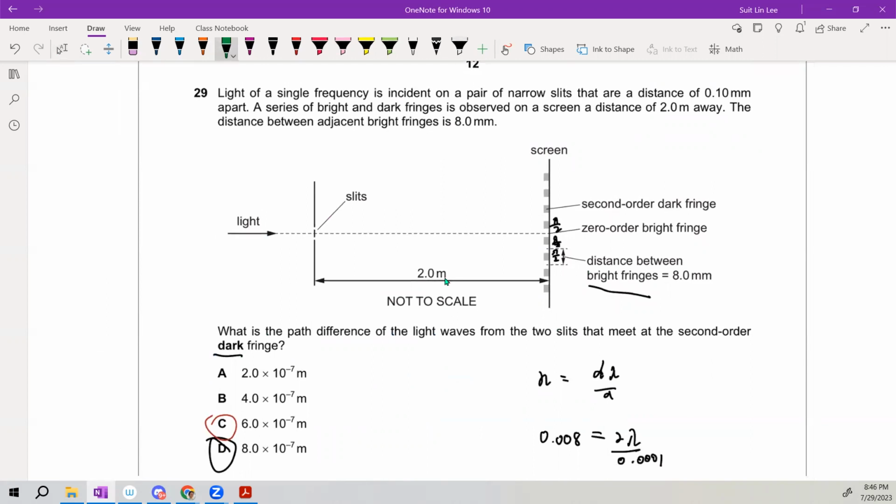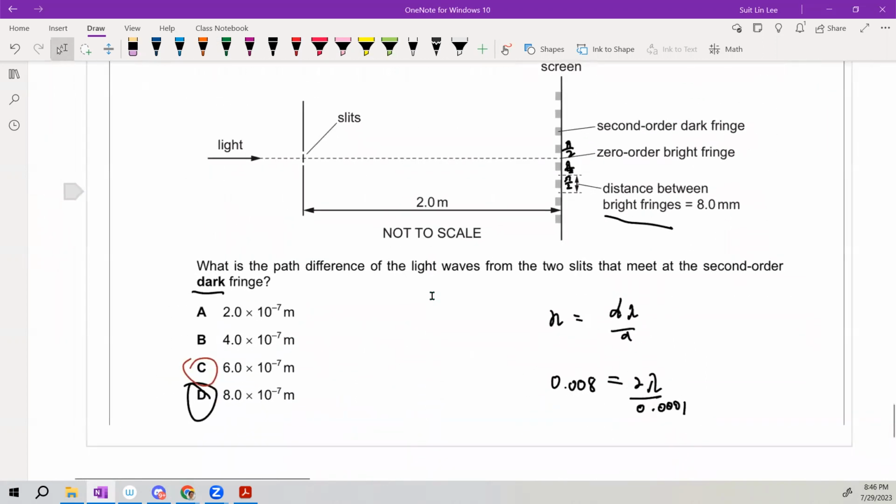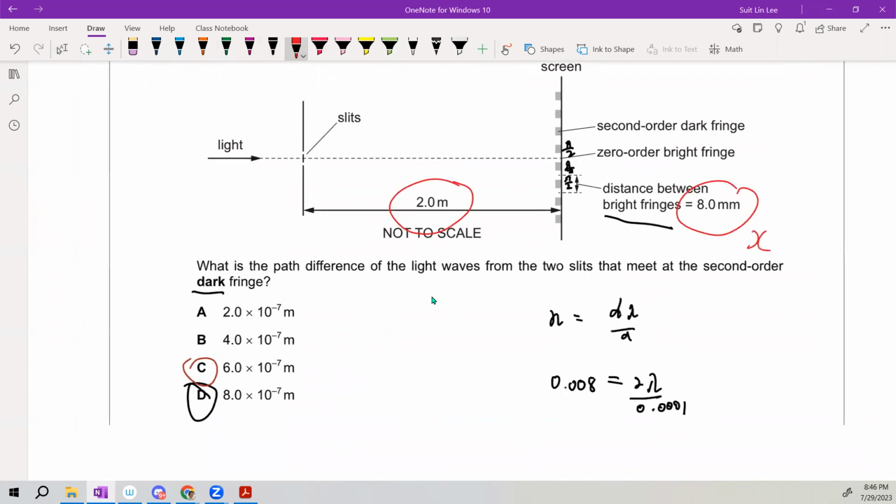Okay. So for this one, you are given the value of X, the distance between bright fringes. You have the distance between the screen and the slits. So we want to find the path difference of the light wave at the second order dark fringe. Okay, so I can start from here. 0.